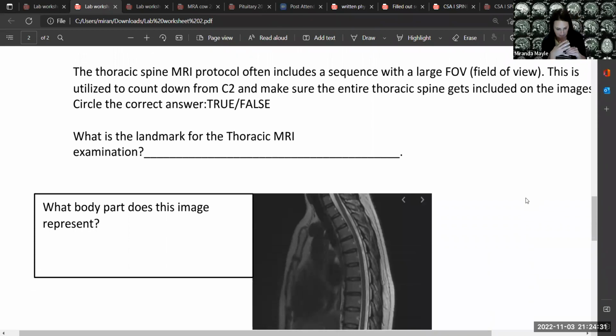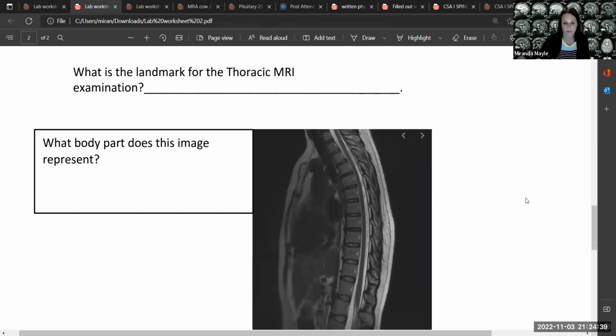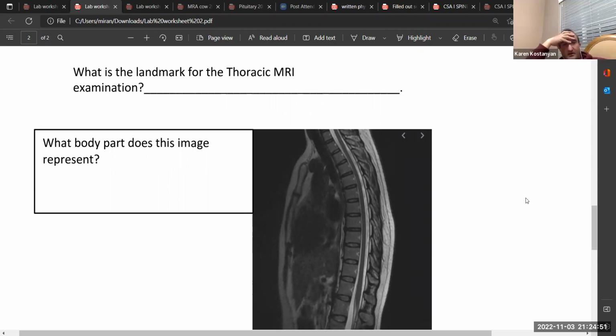Landmark for the thoracic spine. Anybody remember this? This is the vitamin E. Well, no, that was used to help you count and localize where you're at. But what is the landmark? Notch of sternum. That would be your clavicle? No, so it's actually mid-sternum.